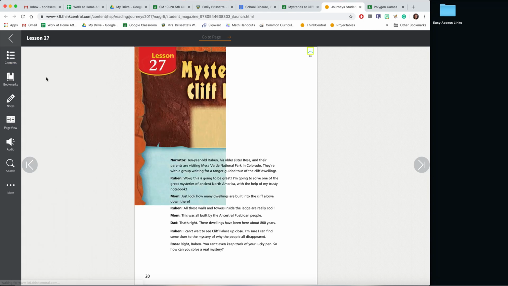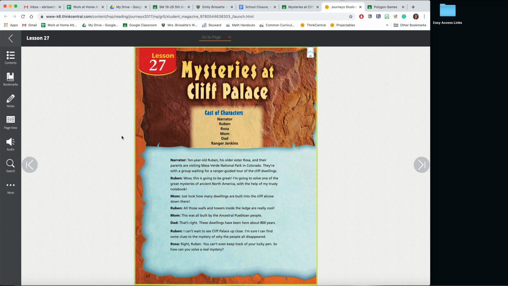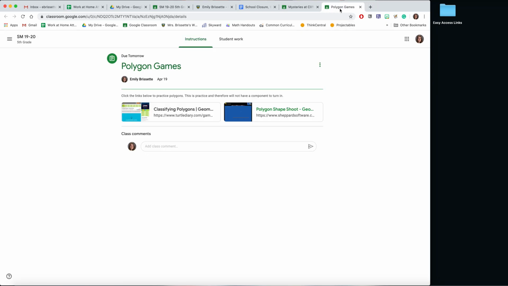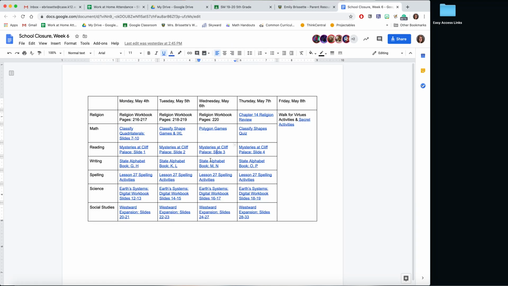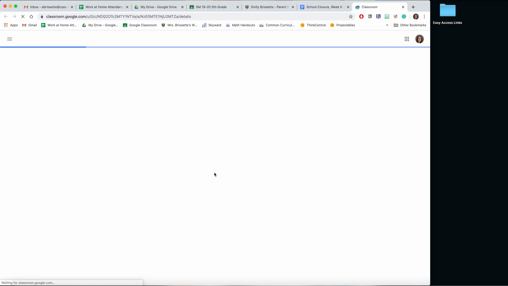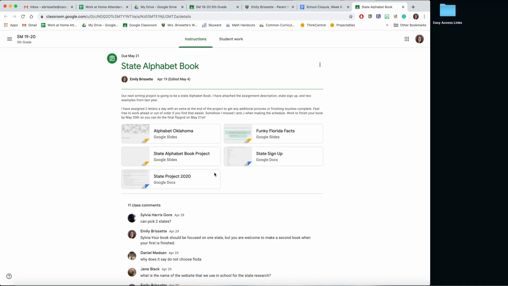Mysteries at Cliff Palace is the first book. So this one's actually a play. See if you want to read it with some family members. Maybe they want to be parts with you. Looks like 2, 4, 6 players, or 6 people can play, but you can always have somebody do 2 parts. Just an idea.